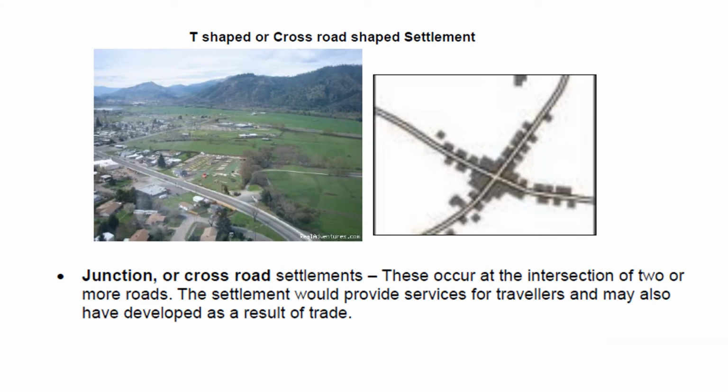T-shaped or crossroad is just that. It's normally where a road crosses. It's an intersection there. And this settlement sort of develops out along the roads. It's almost like two linear shapes going out there.